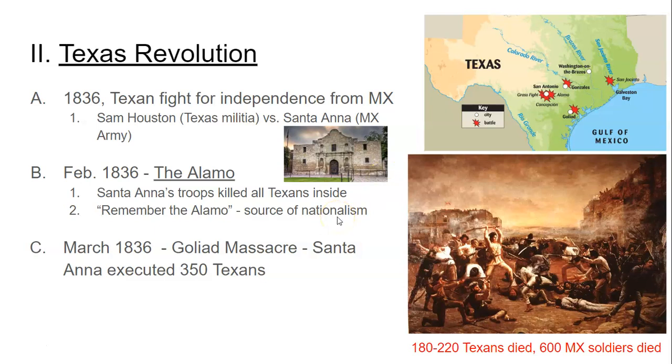Another important battle that happened during this time is called the Goliad Massacre. I don't really know if you can call it a battle. It is more of a massacre. It's going to be down here, and the Alamo is right there. But several weeks after the Battle of the Alamo, Santa Anna's troops executed 350 Texans at Goliad, and that was just another example or a source of nationalism for Americans, feeling like they have to rally behind Texas to become independent as they fight against Mexico.